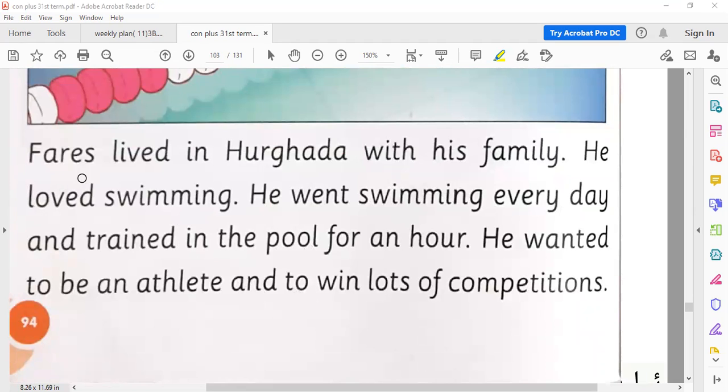I will read. Faris lived in Hurghada. Hurghada is a city in Egypt, with his family. He loved swimming. He went swimming every day and trained in the pool for an hour. He wanted to be an athlete and to win lots of competitions. Who can read?